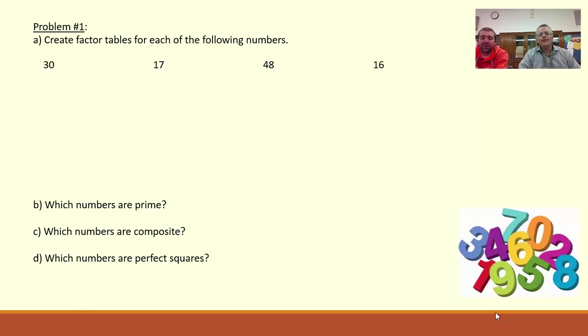So we're going to create factor tables for the following numbers. This is kind of a review skill. But the really important thing, at the bottom, is to understand what prime numbers, composite numbers, and perfect squares are. That's the learning goal, and this won't take long.